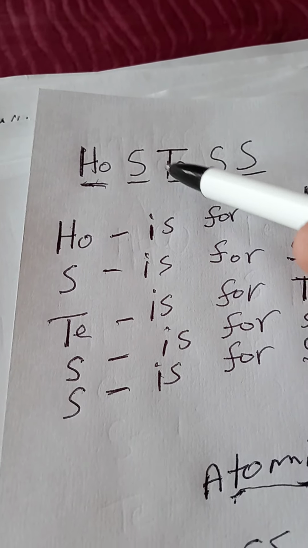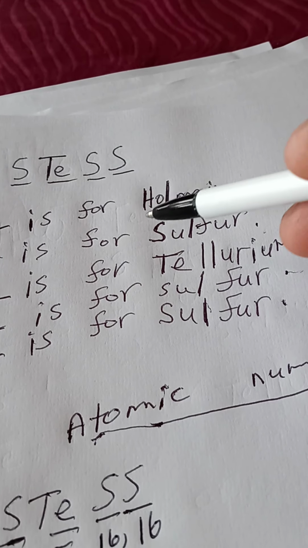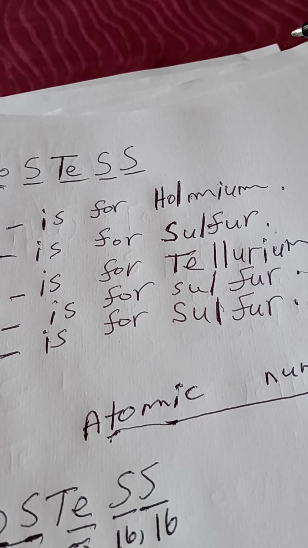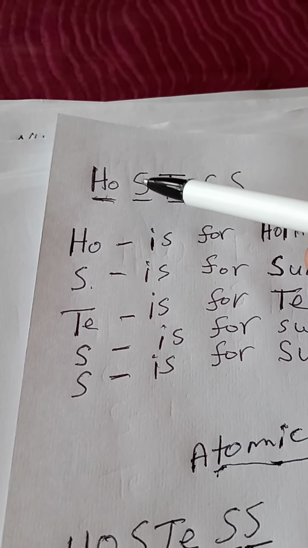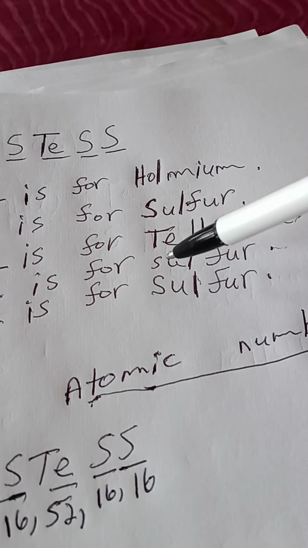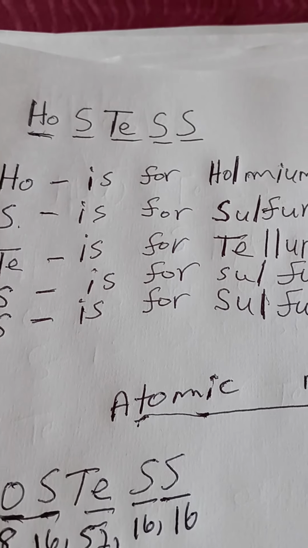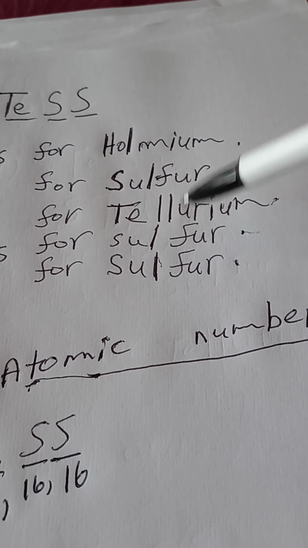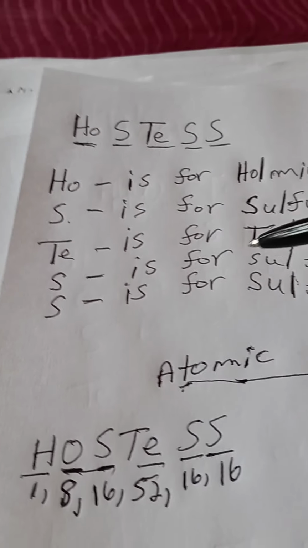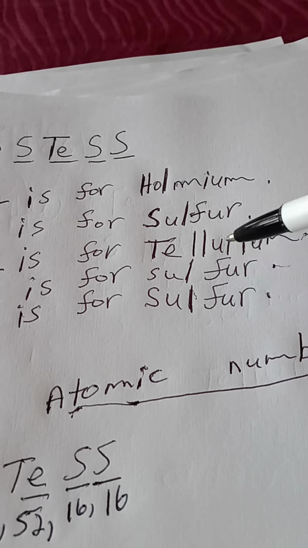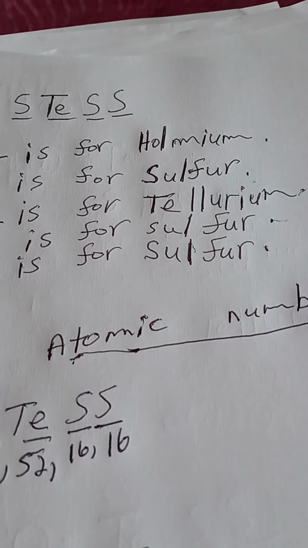So you're really working on these three letters here. So capital H and a small o is for holmium, H-O-L-M-I-U-M. Then you got capital S for sulfur, S-U-L-F-U-R. You got capital T and a small e is for tellurium, T-E-L-L-U-R-I-U-M. Capital S is for sulfur, S-U-L-F-U-R, and again, capital S for sulfur, S-U-L-F-U-R.